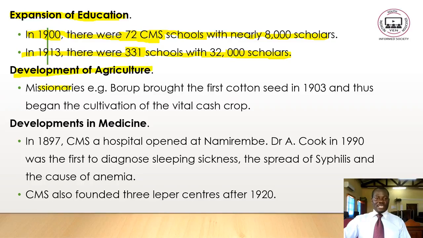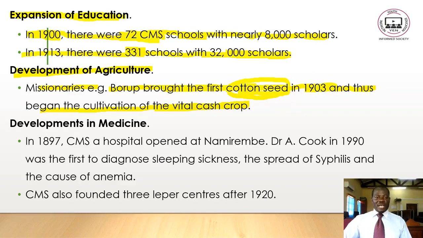Another impact was the development of agriculture. So missionaries, e.g., Bulab brought the first cotton seed in 1903, and thus began the cultivation of the vital cash crop. So they brought the first cotton seed in 1903. So there was that development of agriculture.